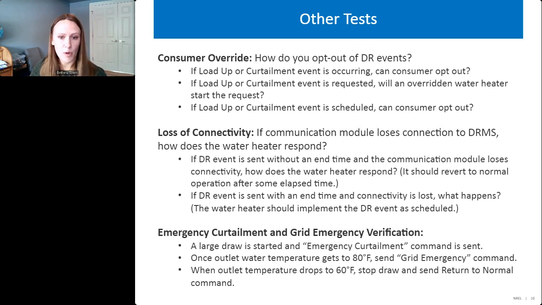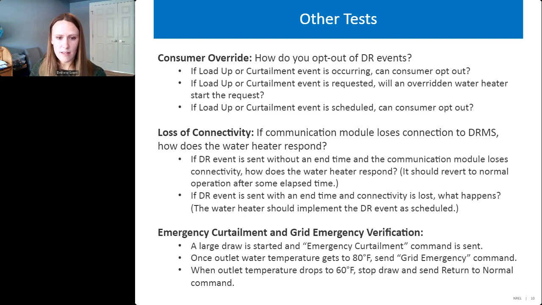If a load up or curtailment event is requested while the water heater has already been opted out, does the event start? We would hope not. And then the last case is if a curtailment or a load up event is scheduled in the future, can a consumer opt out in advance? And these are all the different things that this part of the test tests for.